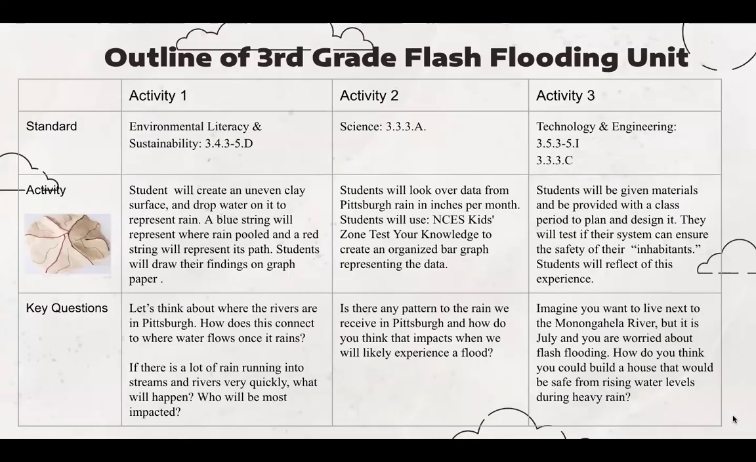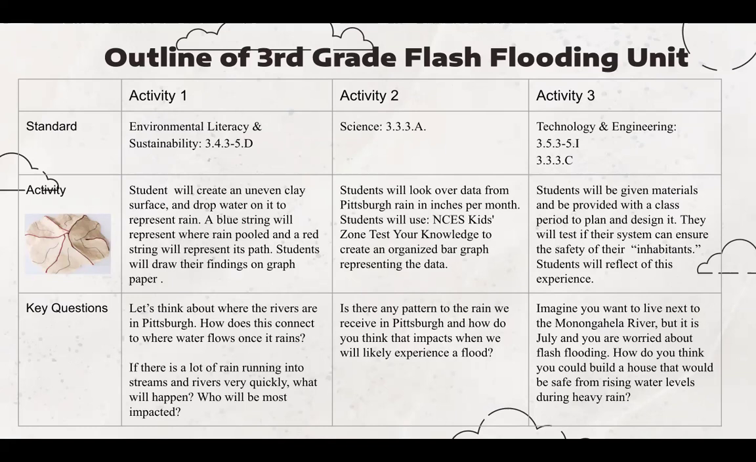This unit has 3 major activities and also a technology integration. So for the first of the major activities, we have students creating an uneven clay surface that will act as a hilly or mountainous area. And we're going to replicate the experience of heavy rain by dropping water onto this model. Students are going to map out where the rain pooled and what path it took to get there.